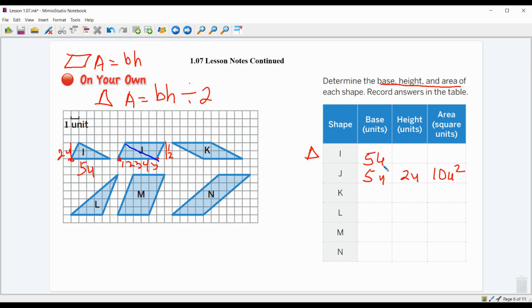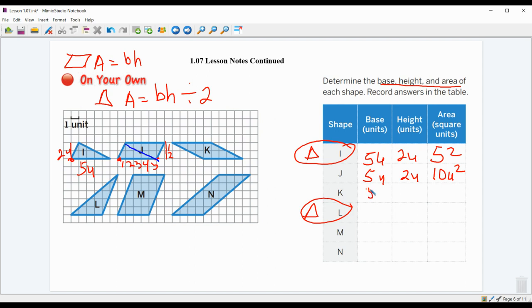So 5 units and 2 units, but here's the math I need to do for a triangle. 5 times 2 is 10, but then I'm going to divide by 2. So the answer for this one is 5 square units. I want you to pause this, try it on your own, and then I'm just going to show you the answers. Okay, so for K, and then also L is a triangle. And I always try to do things that will help me not make mistakes. I and L both need to be divided by 2 because it's half of a parallelogram.